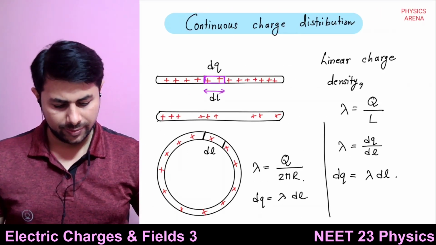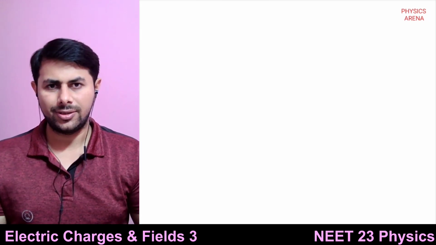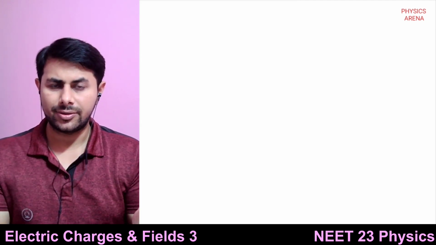So similarly, now these were linear bodies. Instead of linear bodies, we can have planar bodies. What do you mean by planar bodies? A sheet.